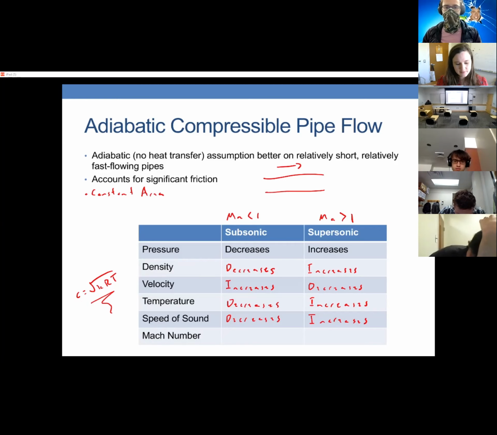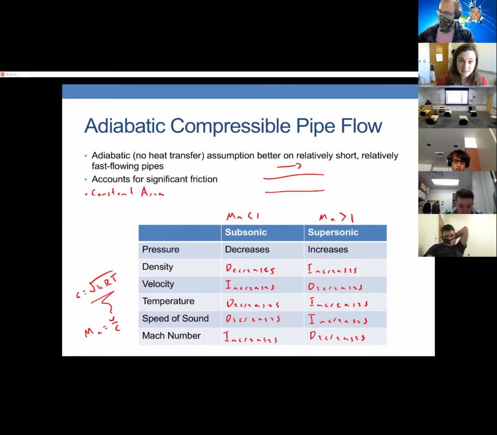Okay, so if the velocity is increasing and the speed of sound is decreasing, what happens to the Mach number, which is the velocity over the speed of sound? Increases, decreases, which is just as I said: at subsonic flow, it gets faster until it hits Mach 1 and chokes. Opposite at supersonic flow. This happens, incidentally, again, a thermo thing, because at choked flow, Mach 1 is when the entropy is at its highest, right? So it always, from whatever direction, goes towards highest entropy.